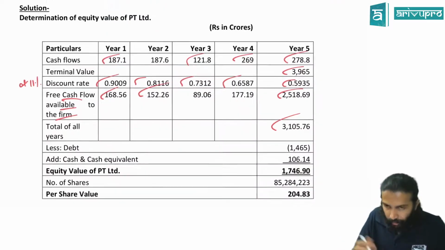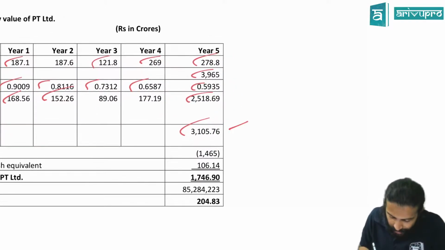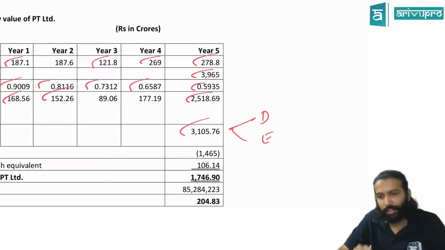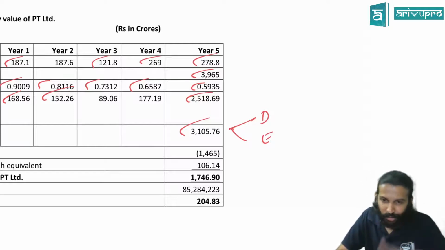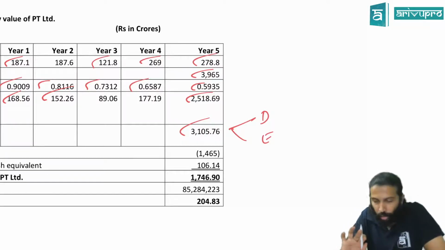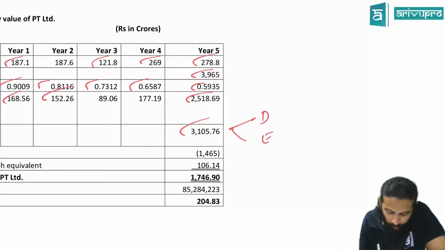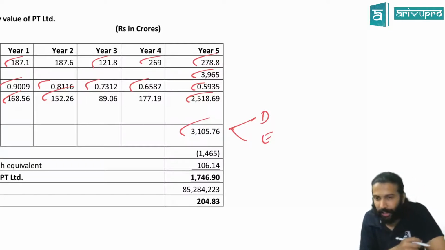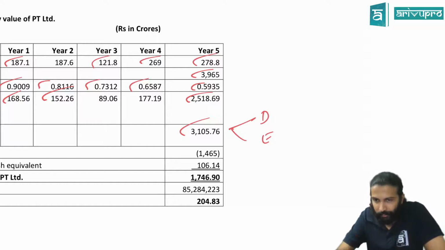Now you tell me, is 3105.76 available to the shareholders, or is this available both to the debt and equity shareholders? That means first you have to do what? If there is any debt obligation, first you have to reduce that. Then the balance amount only will be available to equity shareholders. Is my statement right? Since this 3105.76 is available to both debt and equity, because it is a free cash flow, and we wrote the meaning of free cash flow, first, if you have any debt obligation, reduce that. Then the balance only will be available to equity shareholders.